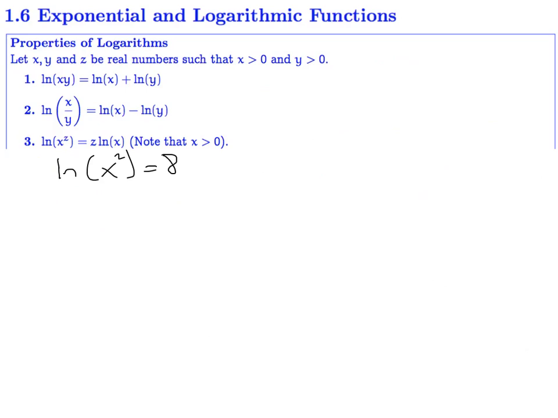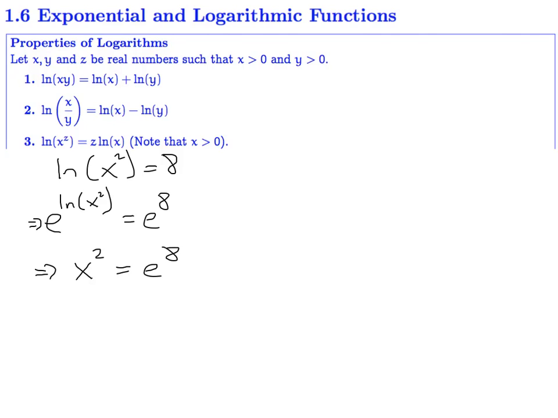So instead of using the properties right away, what sometimes is a good idea is to exponentiate first. So instead what we'll do is take both sides, e to the natural log of x squared is equal to e to the 8th. And since e and natural log are inverses of each other, what we're left with on the left side is just x squared is equal to e to the 8th.